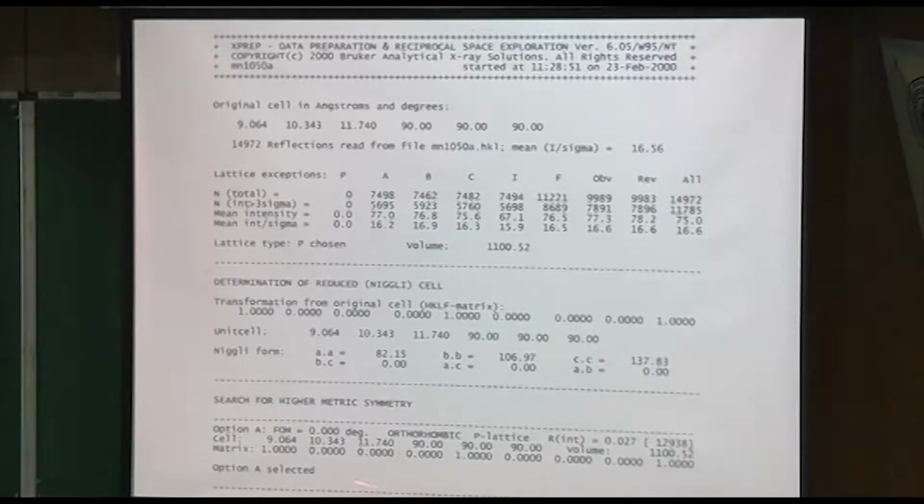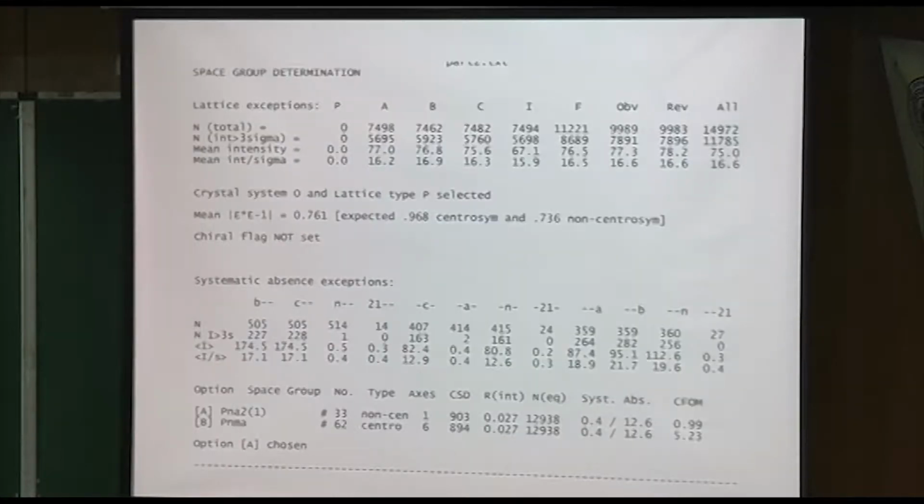Okay, then it's going to search for higher metric symmetry. In this case, it only found one possibility, so option A, and option A was selected. This number right here, R int, is a really close guess of what your final R value will be, actually. So it's how well equivalent reflections agree with one another in their intensities. So I'd like to see an R int that's really small like this. Clearly, this was a very good crystal. Then it goes on to space group determination. Again, it's exceptions. So we already saw these exceptions here with A, B, C, I, and F.